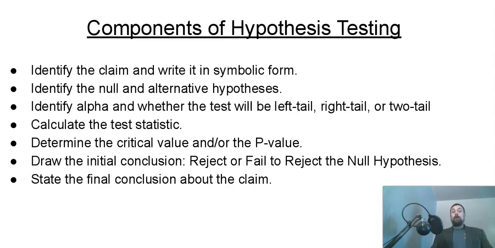The first step is to identify the claim and write it in mathematical form. The second step is to identify the null and the alternative hypotheses. Then identify alpha and whether the test will be a left tail, right tail, or two-tail test. Then we will calculate the test statistic. Next, determine the critical value and or the p-value in order to draw your conclusion. The initial conclusion will either be to reject or fail to reject the null hypothesis. And then the final conclusion will be in regards to the claim.